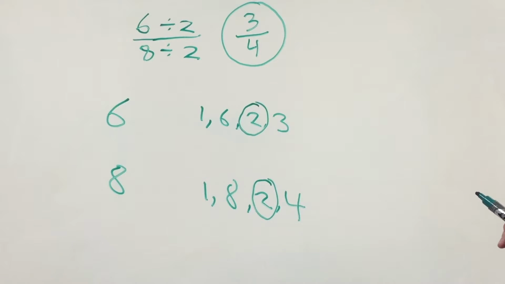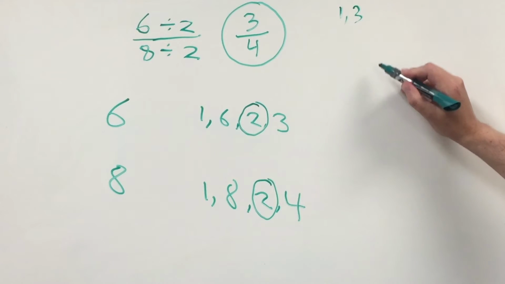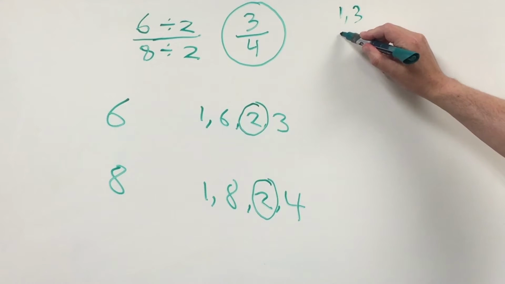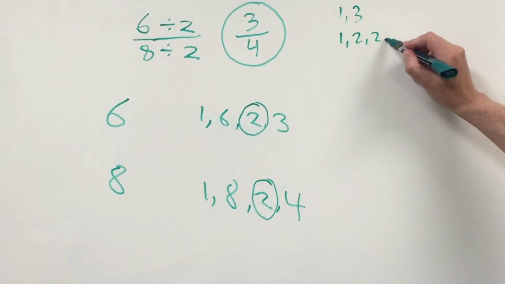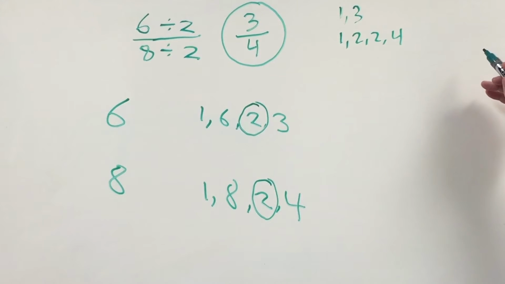We know that 3/4 cannot be simplified any further because the only factors of 3 are 1 and 3, and the factors of 4 are 1, 2, and 4. The only factor they have in common is 1. So there are no factors we can use to simplify 3/4 any further.